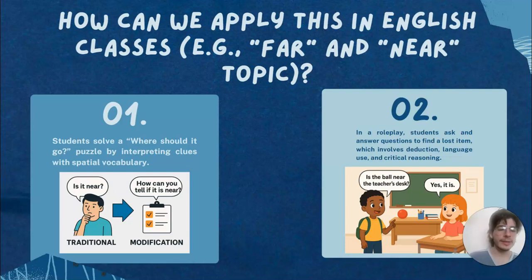Then they can write down what the best suggestion or the best solution is in this case. The other one is a role play where I can leave some objects in the classroom, and then I can start asking questions again. If it's a lost item, where can I find it? Then they need to answer if it's there, far, or near from them. So basically, those are the activities.